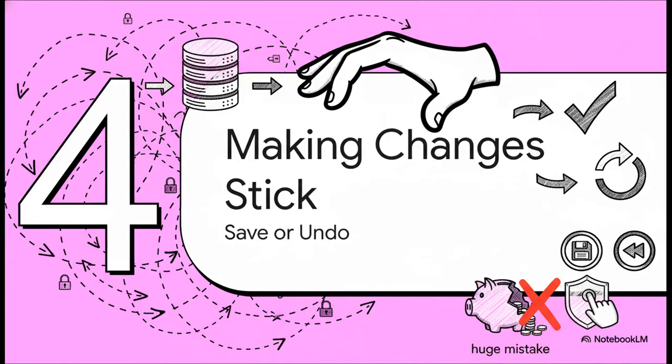All right, so you can see data. You can control who else sees the data. But what about when you actually change something? How do you lock that in and make it permanent? Or maybe even more importantly, what if you make a colossal mistake? You definitely need one last layer of control, this time over the changes themselves.